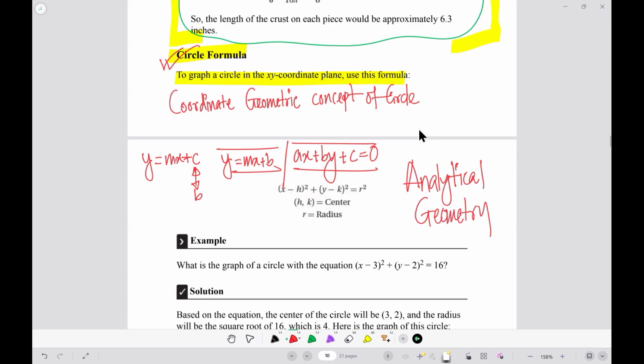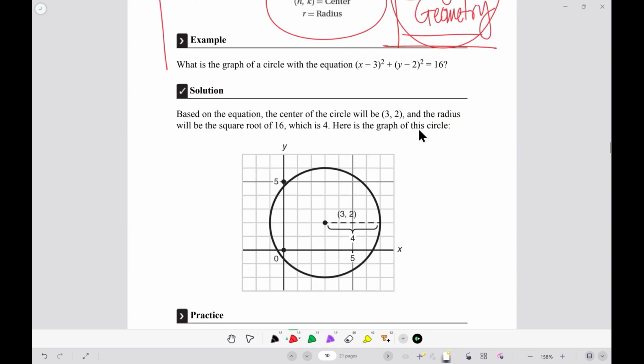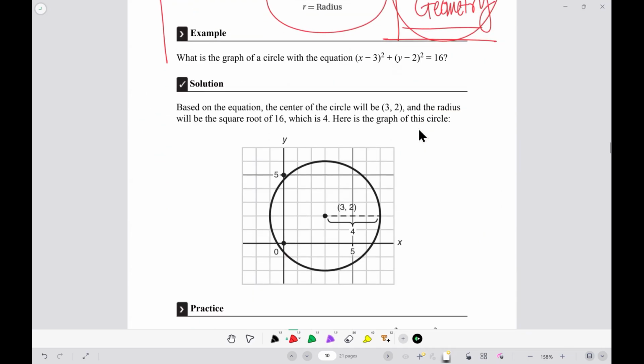So this is the part of the circle. For this chapter, in this topic, we are going to talk about the analytical geometrical concept of circle. So how does that look like? It looks like you just need to plot a circle.